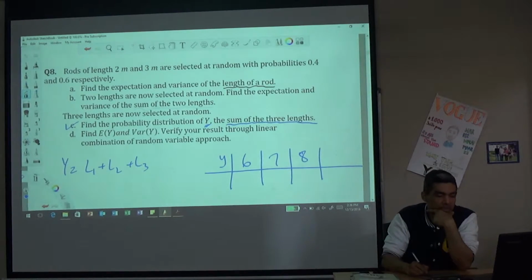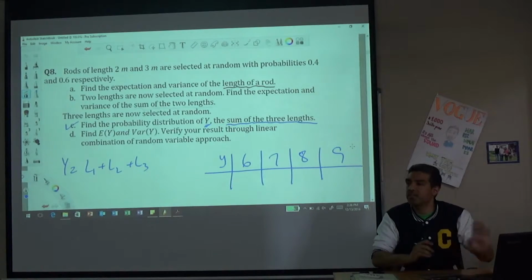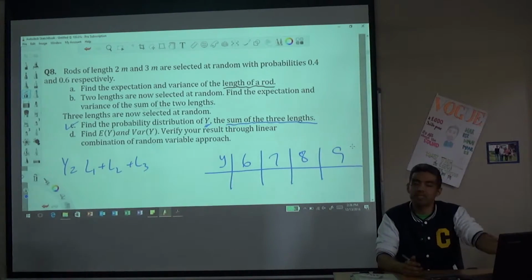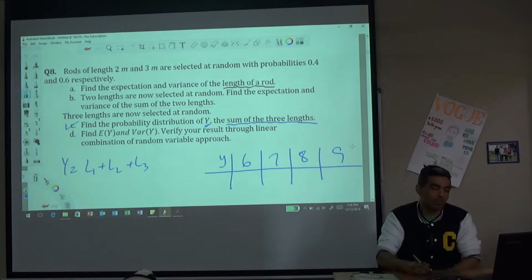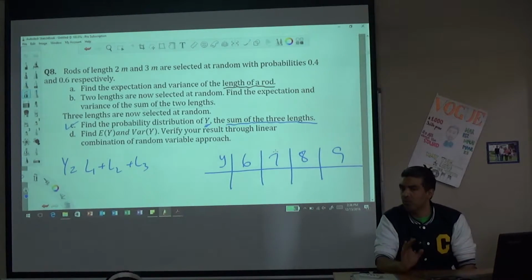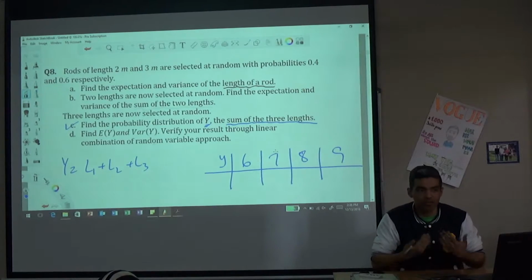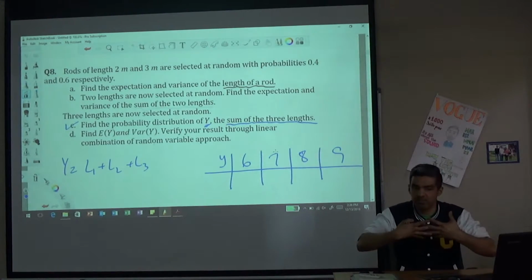That's the largest value. So do you see these are all the values that y can take? Tell me if there's any value less than 6 or any value more than 9. No, sir. There is no value. Okay. So we are done. These are all the 4 values that y can take. Y is a new random variable which is the sum of 3 lengths. Okay.